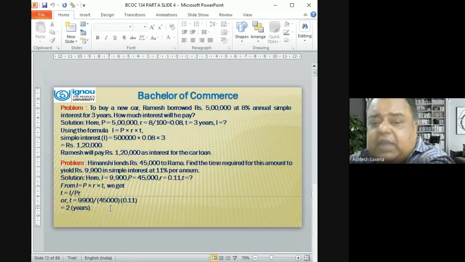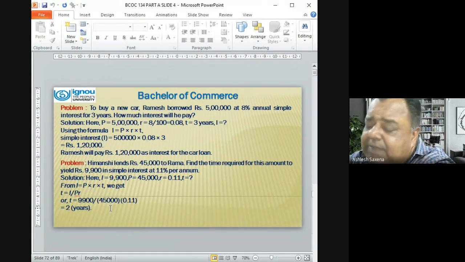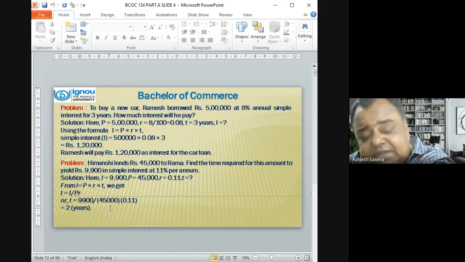Now, if you buy a new car, Ramesh borrowed rupees 5 lakhs at 8% annual simple interest for 3 years. How much interest will he pay? Simple. Your principal is 5 lakhs. Rate of interest is 8%. 8% means 8 by 100. Time is 3 years. You are being asked to calculate interest.